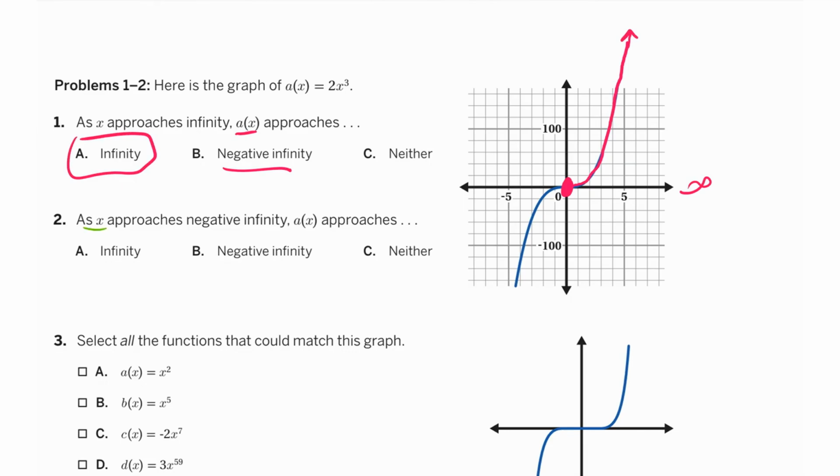As x approaches negative infinity, so now we start at 0 and we're going to the left, I can see that a of x is going down. So I would say that it is approaching negative infinity.